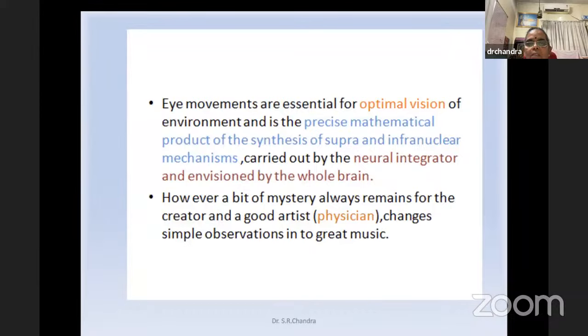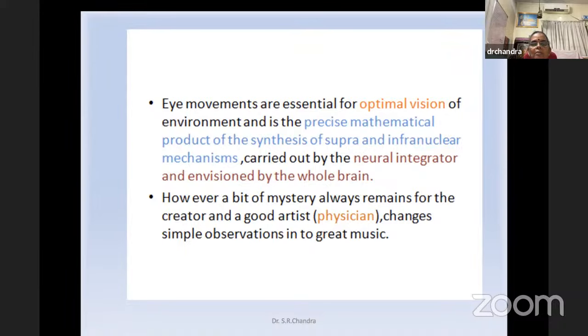So eye movements are essential for optimum vision of the environment and are the precise mathematical product of the synthesis of supra- and infranuclear mechanisms carried out by the neural integrator and envisioned by the whole brain. So the whole brain is involved in eye movement control. That is why so many combinations. So you have to go back and read the Leigh and Zee textbook; this is the digested end product that I have given. This is the template which I have created because of years of teaching. You go back and read, then you will understand it is only mathematics like the rest of the brain functions.